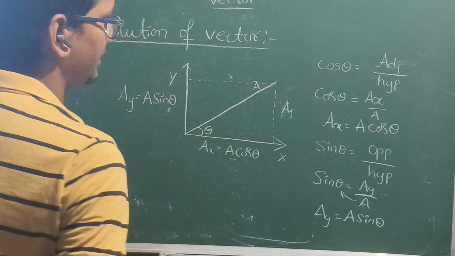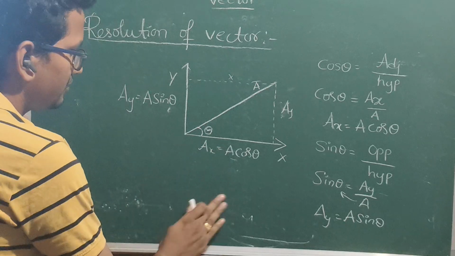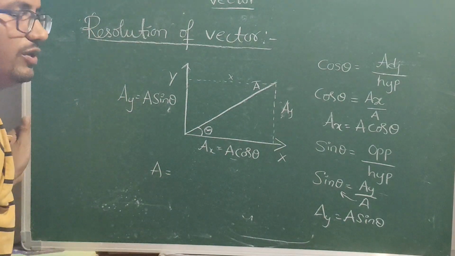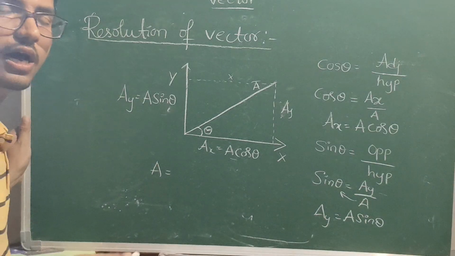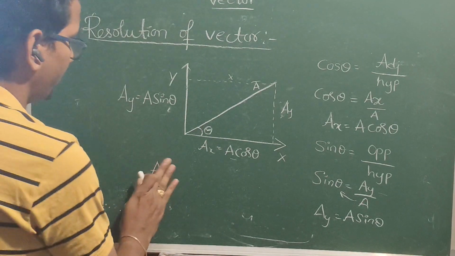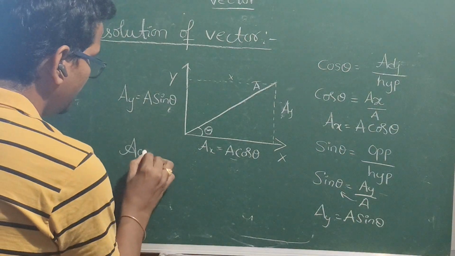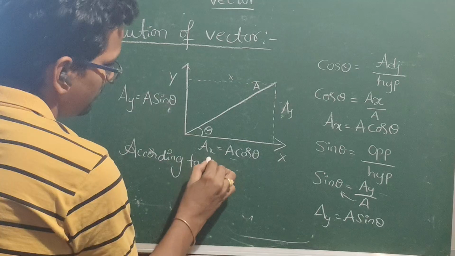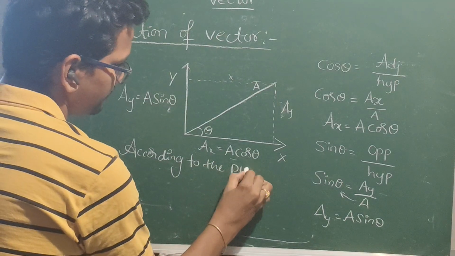What is the resultant vector? Resultant vector A is found using the Pythagoras theorem. Hypotenuse squared is equal to side squared plus side squared. We can apply the Pythagoras theorem.